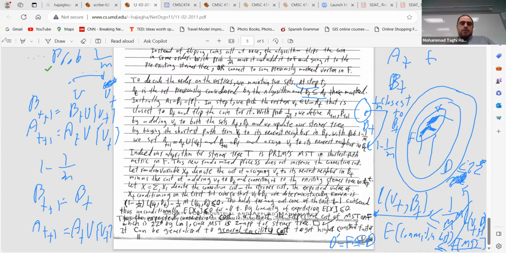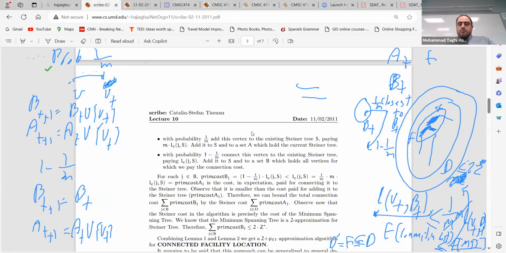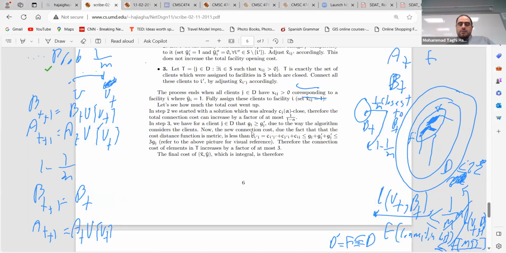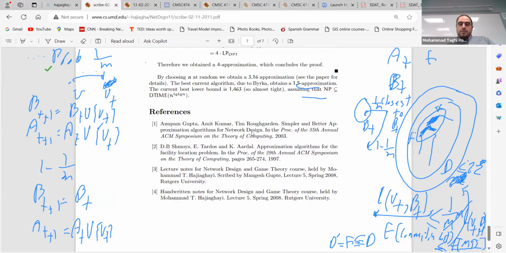So yes, this is from this paper. This is the paper of Anupam Gupta, Amit Kumar, and Tim Roughgarden, from around 2003. This is the main result.